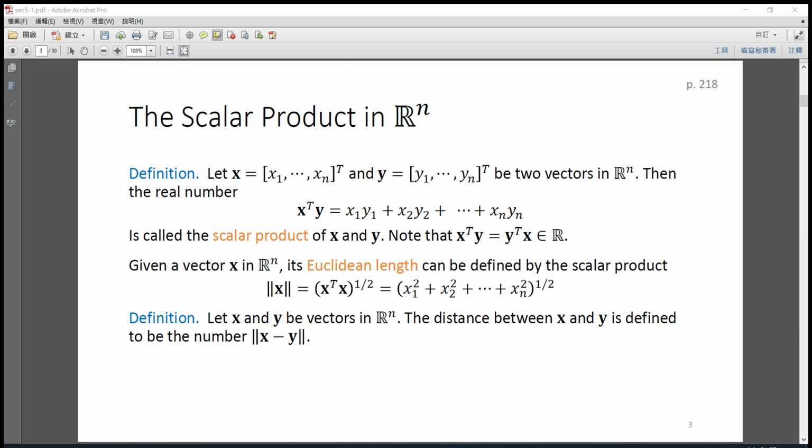Given a vector x in Rn, its Euclidean length can be defined by the scalar product. That is the square root of x transpose x. We will use this symbol to denote the Euclidean length of x. The Euclidean length of x is also called the two-norm of x. Note that the two-norm of x is always greater than or equal to 0 because x transpose x is always greater than or equal to 0. Also note that the two-norm of x equals the two-norm of negative x because the negative ones cancel each other out in the scalar product.